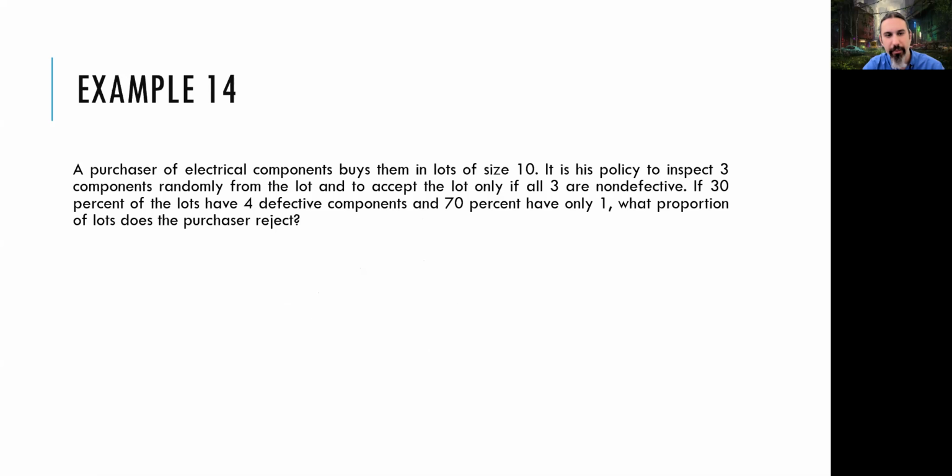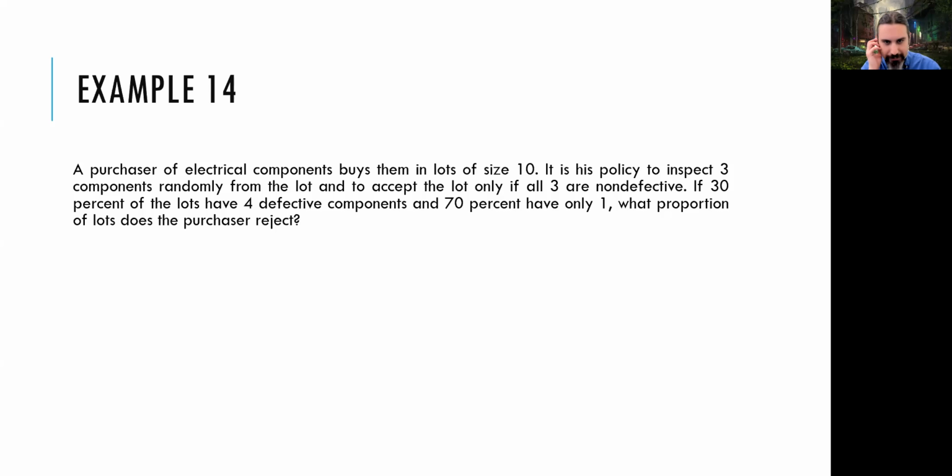Let's just remember. A purchase of electrical components buys them in lots of size 10. It is policy to inspect three components randomly from the lot and to accept the lot only if all three are non-defective. If 30% of the lots have 4 defective components and 70% have only 1, what proportion of lots does the purchaser reject? Okay, we are looking for the amount we reject. We can find it from the complementary of the amount we accept.